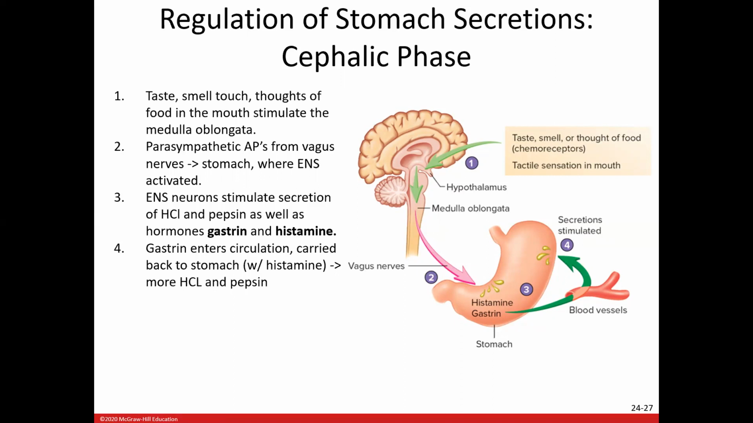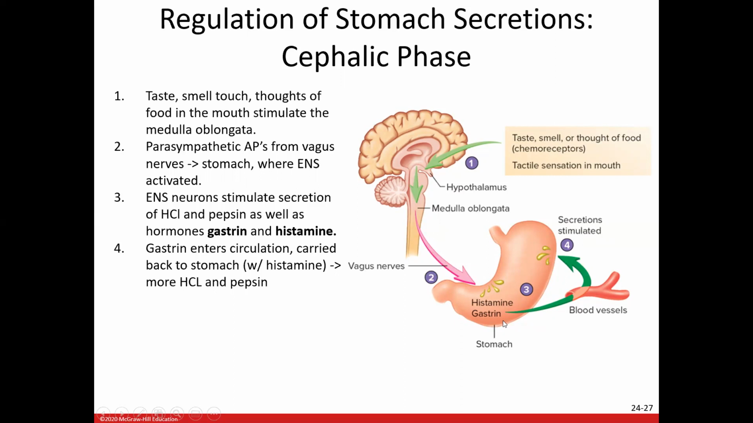Once that gets activated, that's going to stimulate the secretion of your hydrochloric acid, which is responsible for sanitizing and keeping microorganisms away or destroying them in the stomach. And it's going to produce pepsin, which helps break down those proteins. It's also going to produce your gastrin and your histamine. Your gastrin and your histamine are hormones, so they are long-distance chemical messengers.